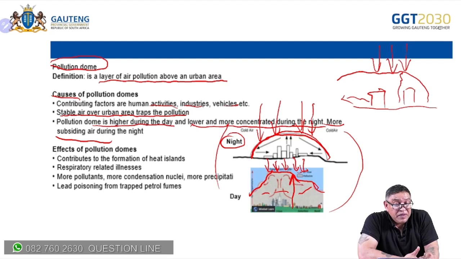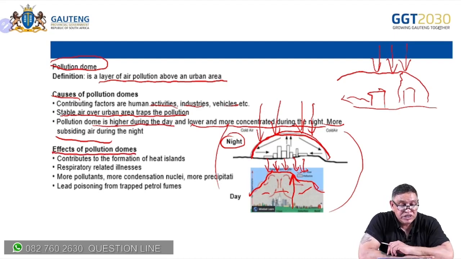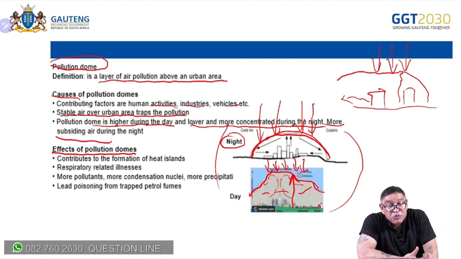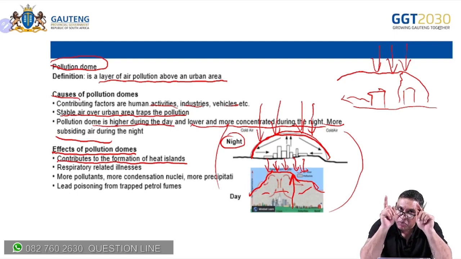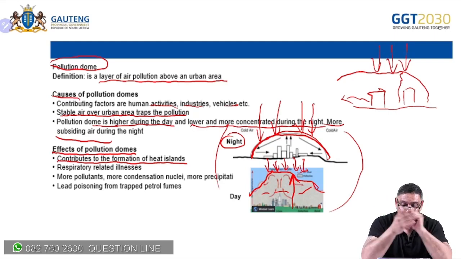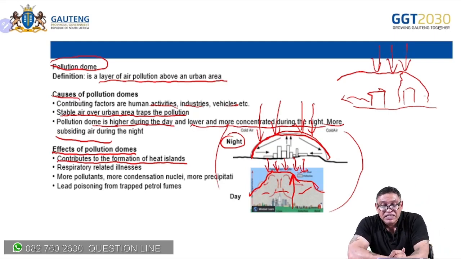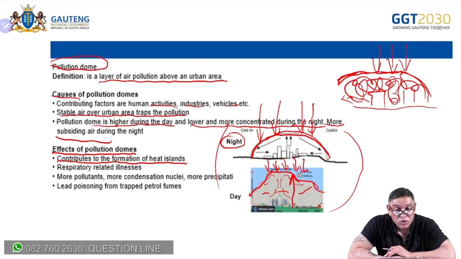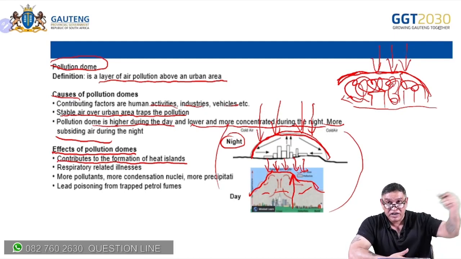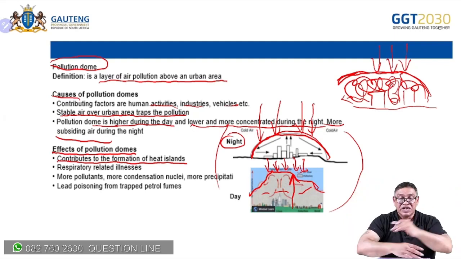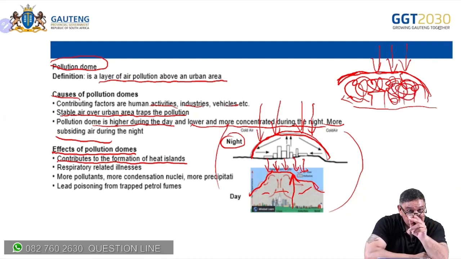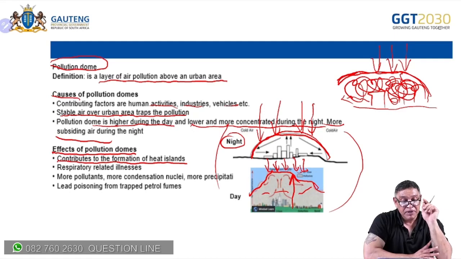Now, the effects of pollution domes. What does it do? It contributes to the formation of heat islands. And that is the most significant point here, learners. It's not the heat island, but it contributes. Now imagine this pollution dome hanging here. Wouldn't it trap heat in this area? Can you see it? Heat will also be trapped. And it will add to the effect of the heat island by making it hotter. The thicker the pollution dome, the more it will add to the increase in the temperature by trapping the heat. That is the relationship between a pollution dome and the urban heat island.